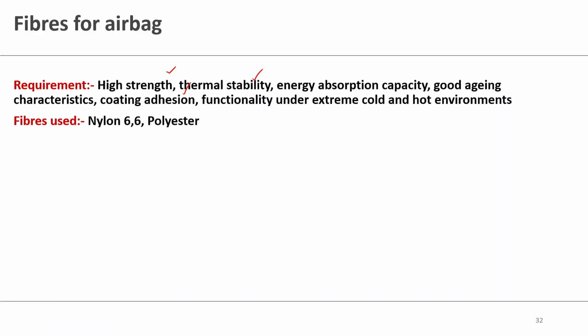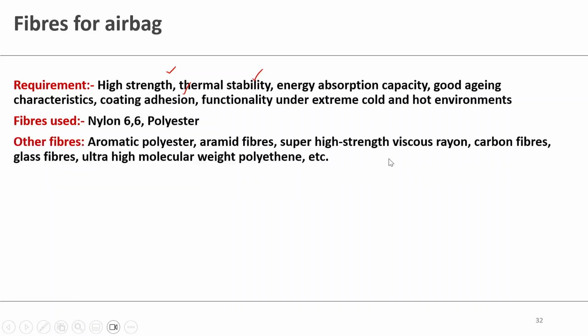The fibers typically used are nylon 6/6 or polyesters. Other fibers are aromatic polyester, aramid fibers, super high tenacity fibers, viscose rayon, and carbon fibers. So, these fibers are used, and nylon 6/6 is most popular because we can have a wide range of linear density.